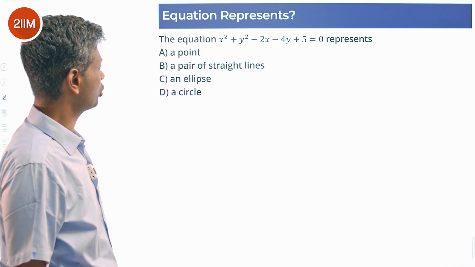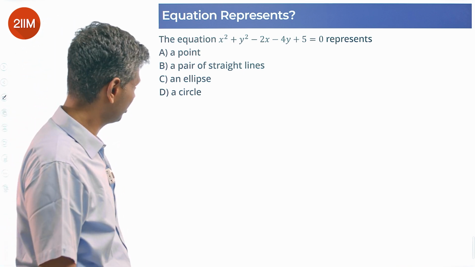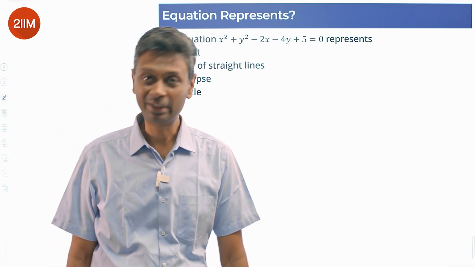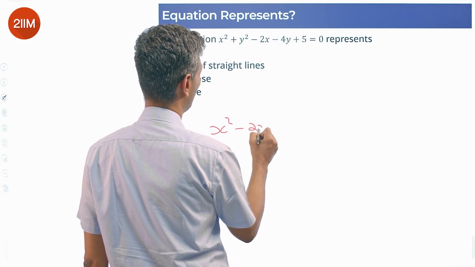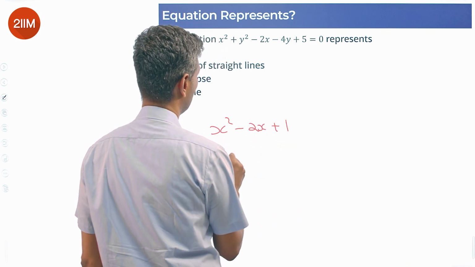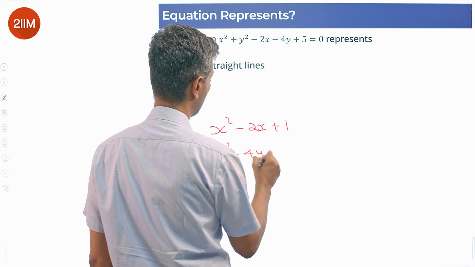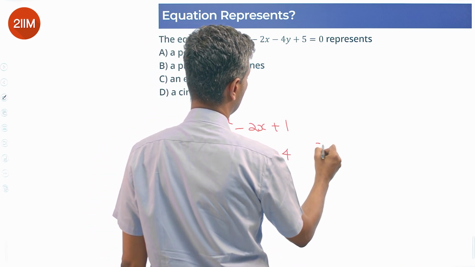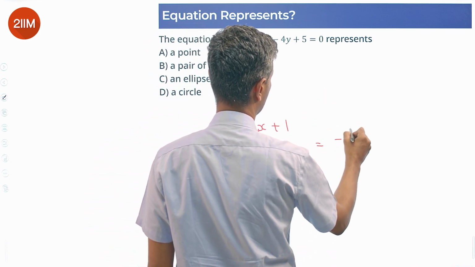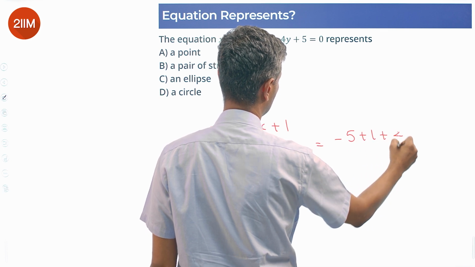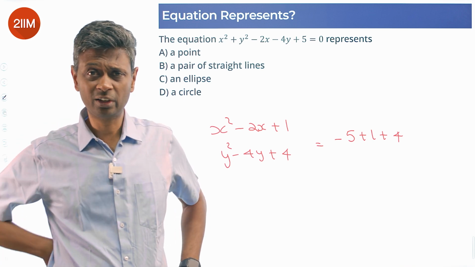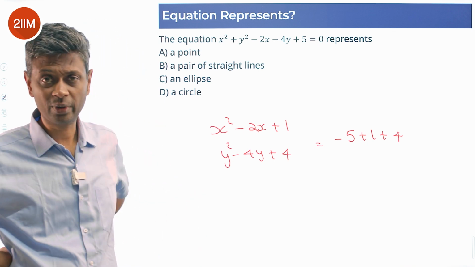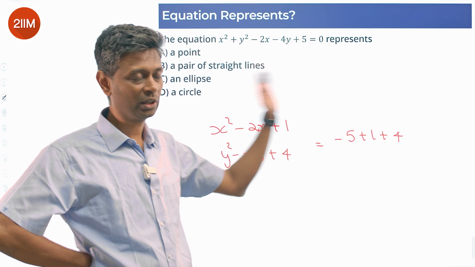X square plus y square minus 2x minus 4y plus 5 equal to 0 represents, I look at it and go circle, but hey, we'll pause. We'll say, hey, this is x square minus 2x plus 1, y square minus 4y plus 4 equals minus 5 plus 1 plus 4. What am I doing? I'm just completing the square. X square minus 2x plus 1 is a nice square. Y square minus 4y plus 4 is a nice square. I'm adding 1, I'm adding 4, I'll add 1 and 4 that side.